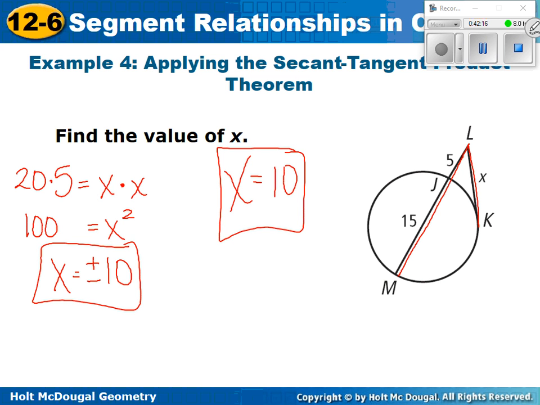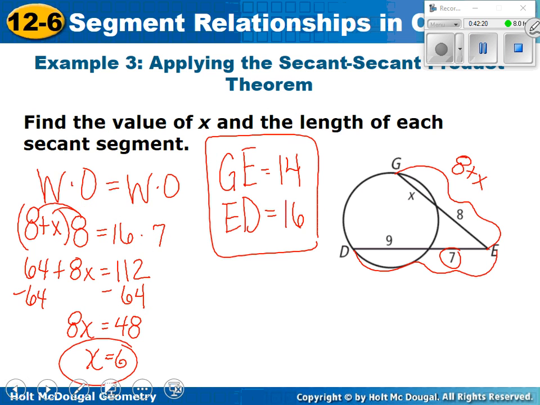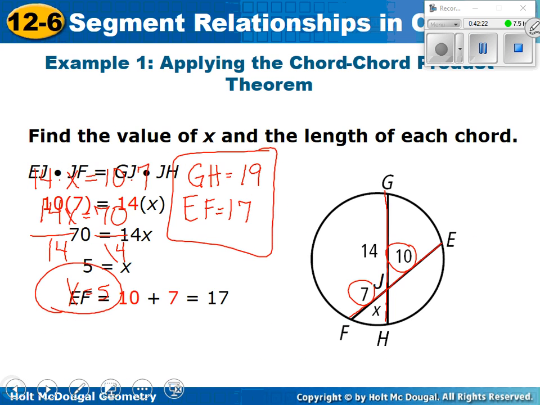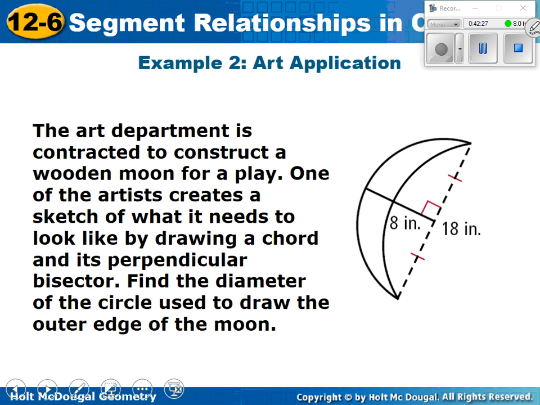Okay, we skipped one problem. Let's go back to it. It's the hardest one. Let's see how smart you are. By the way, first of all, let me point out that 8 is referring to this segment here. Okay? Let's read the question.